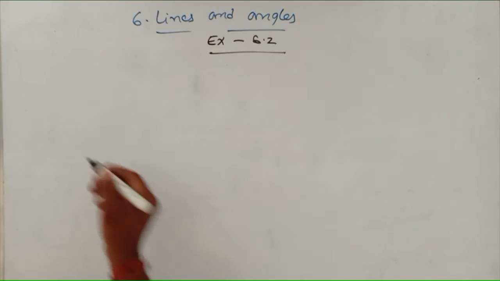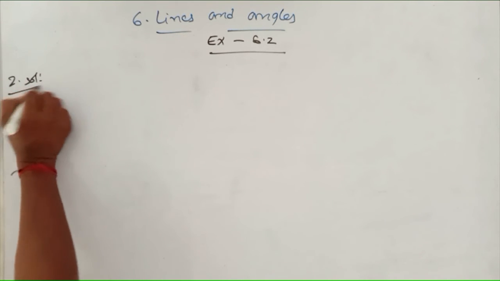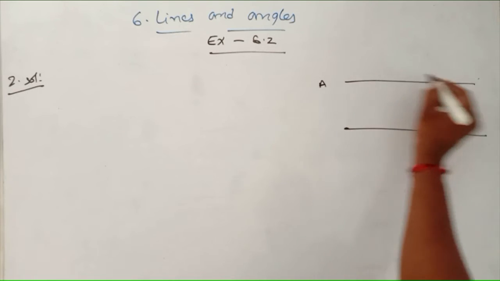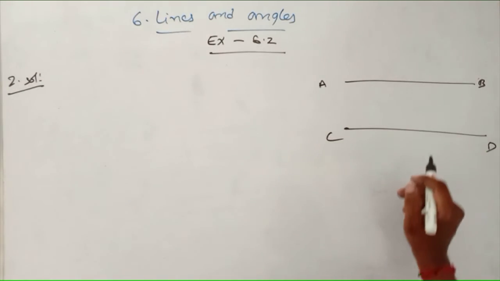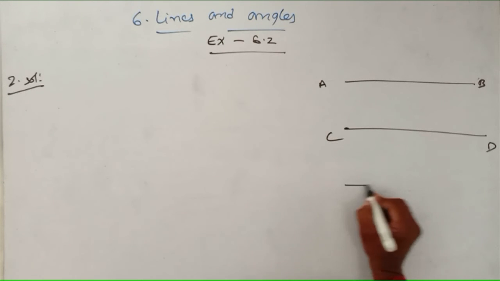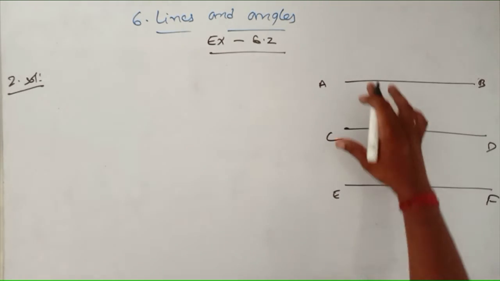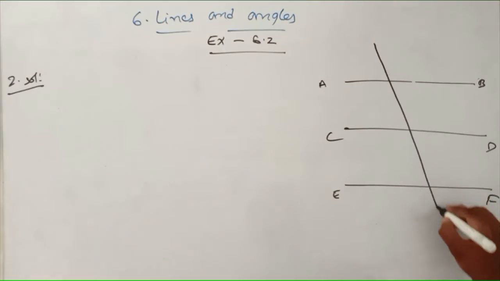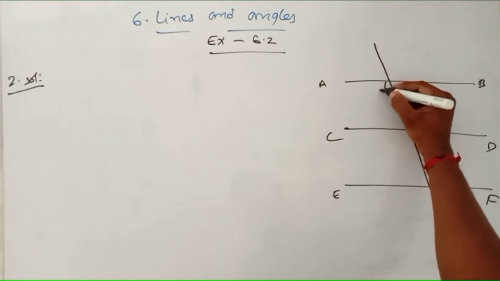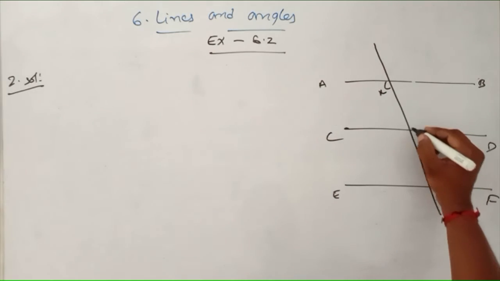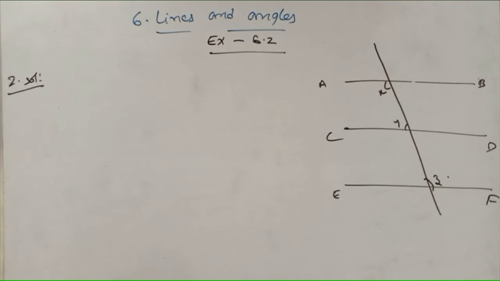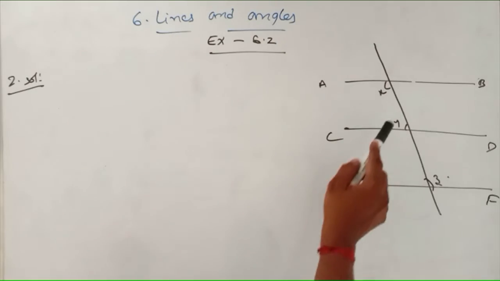The next question is the second one. In the figure, AB is parallel to CD. This is the figure. AB is parallel to CD, that means AB and CD are parallel lines, and CD is parallel to EF. That means these three lines are parallel lines. And one more is given, this is a transversal. Here I need to find the values of x, y, and z. The condition given is y is to z equal to 3 is to 7.